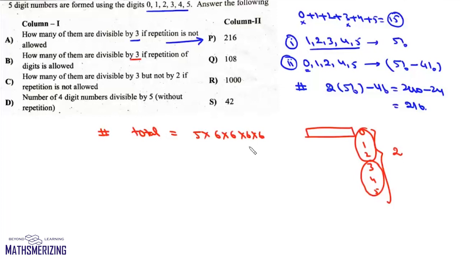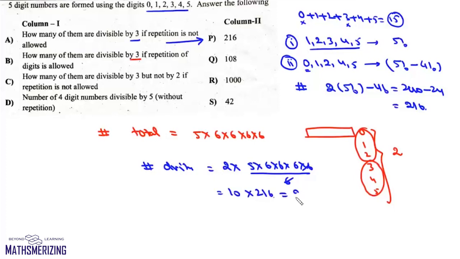So for every 6 numbers, we'll have 2 numbers which are divisible by 3. So out of the total numbers, those divisible by 3 will be given by 2 into, now how many groups of 6 numbers do we have? It will be the total divided by 6. So it will be 10 into 216, and that is 2160. So this option should be 2160, which is not given in column 2.